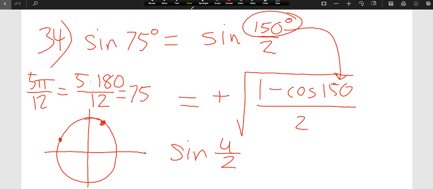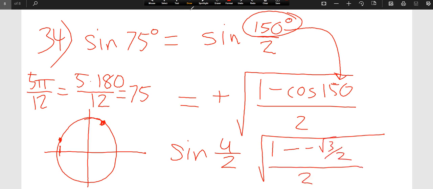Okay? Now, do you know the cosine of 150? 150 is over here. Cosine is an x. What is that x value? It is not positive radical 3 over 2. It is negative radical 3 over 2. So you have the right number. Okay, so we have 1 minus negative radical 3 over 2, all divided by 2. Boy, that looks like a complex fraction. We should simplify it.